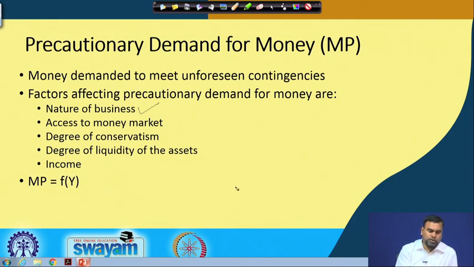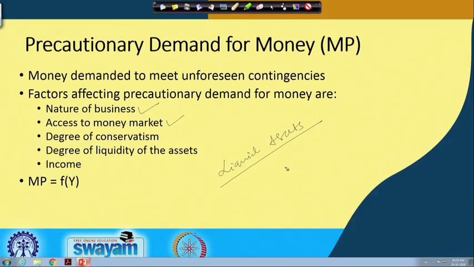Another factor is access to the money market. The money market is a market which provides all those liquid instruments or liquid assets. So the money market is highly liquid, but the question is whether one has access to it. I can give you this example: in the Indian context, the money market is highly restricted, it is an interbank market, and not all market participants are eligible to access it.